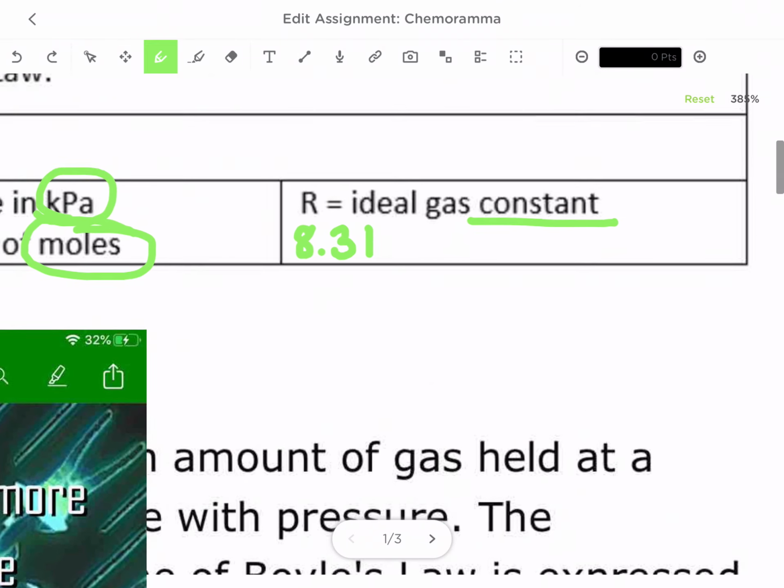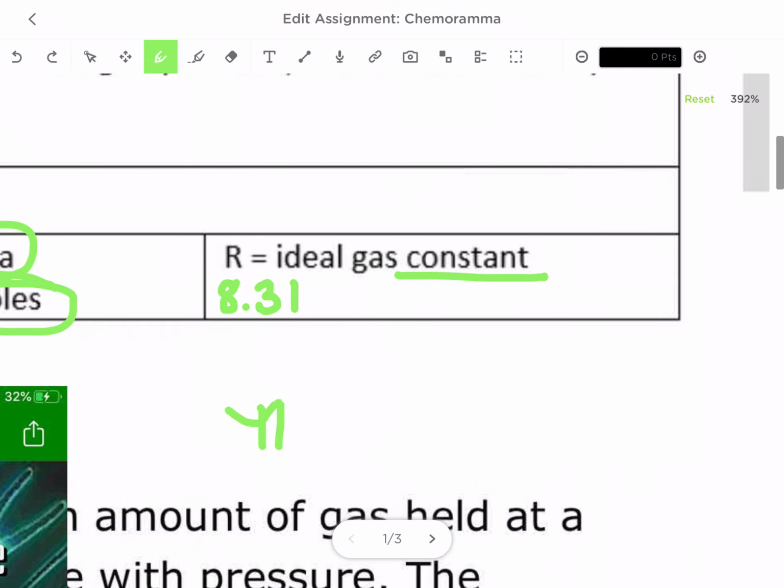You know how pi is 3.14? Pi is a constant. R is also a constant. If I put 17 pi, you would multiply 17 times 3.14 blah blah blah. I don't know the rest of the numbers. So every time you see an R, you put in 8.31. It's a constant. It's like a normalizer.